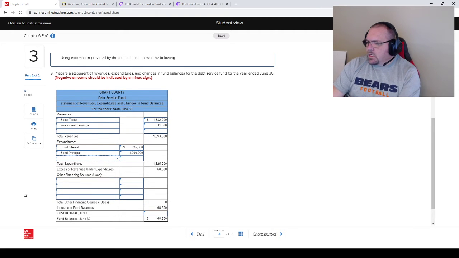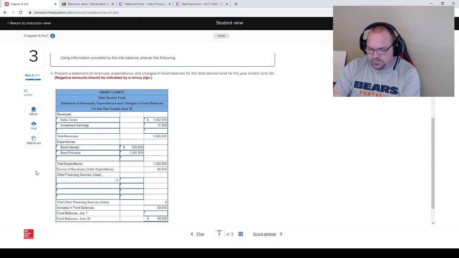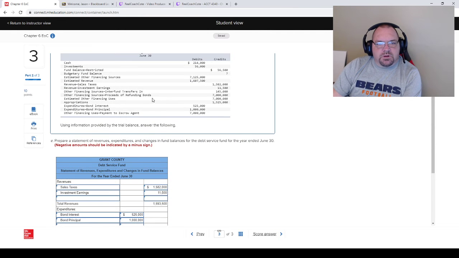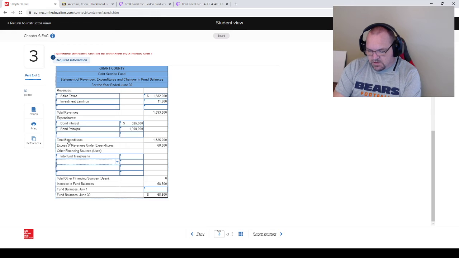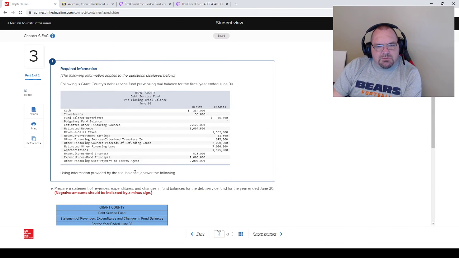Okay. Where we at? Other financial sources. Now I don't want to look at the estimated ones, only the real ones, right? So we got a source of a transfer in. I don't know why that's in there. Interfund transfer in. There's that one. We've also got proceeds of refunding bonds. And there's one more: payment to the escrow agent.